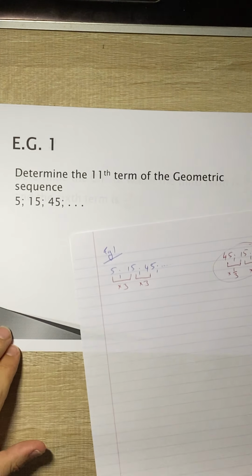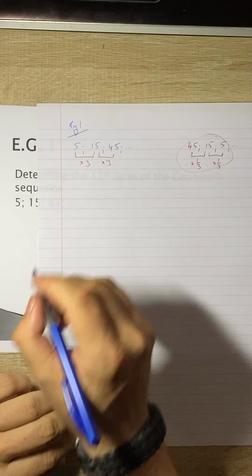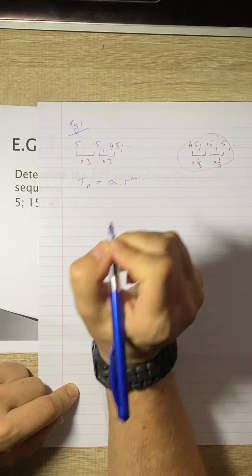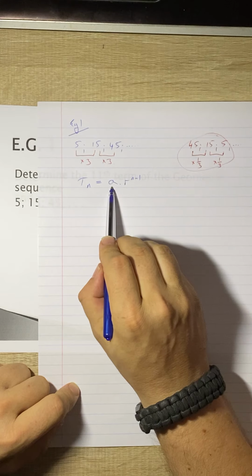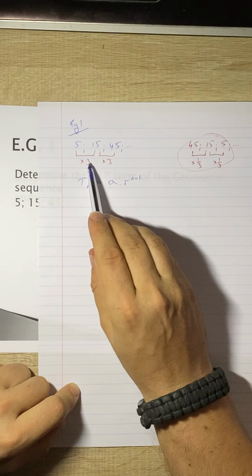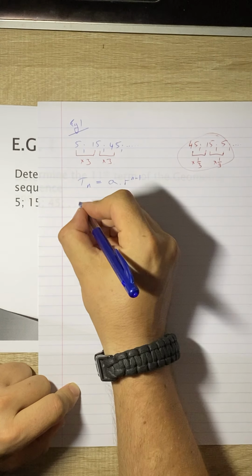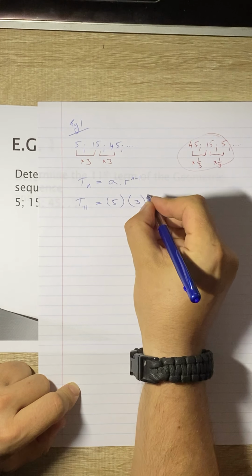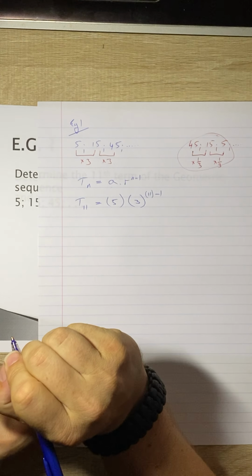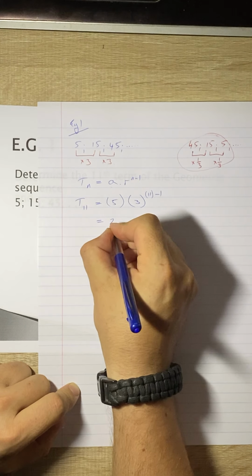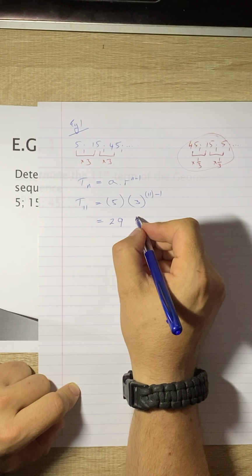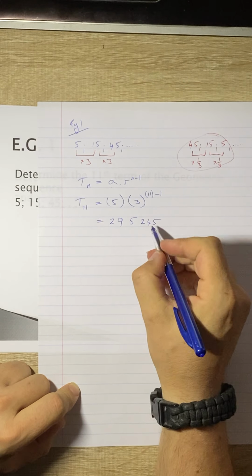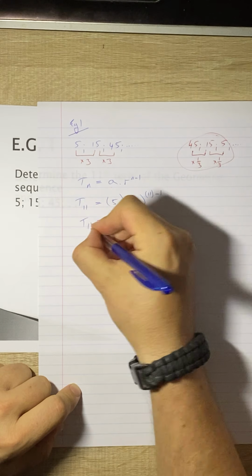Right, so we need to find the 11th term. So I have to use my general formula. Tn is equal to a times r to the n minus 1. Okay, so we have what our a is. It's 5. We know what our r is. It's 3. And we know what n is. It's 11. So I can just substitute all of that in. And if you put that on the calculator, you should get 295,245. That is your 11th term. Okay.